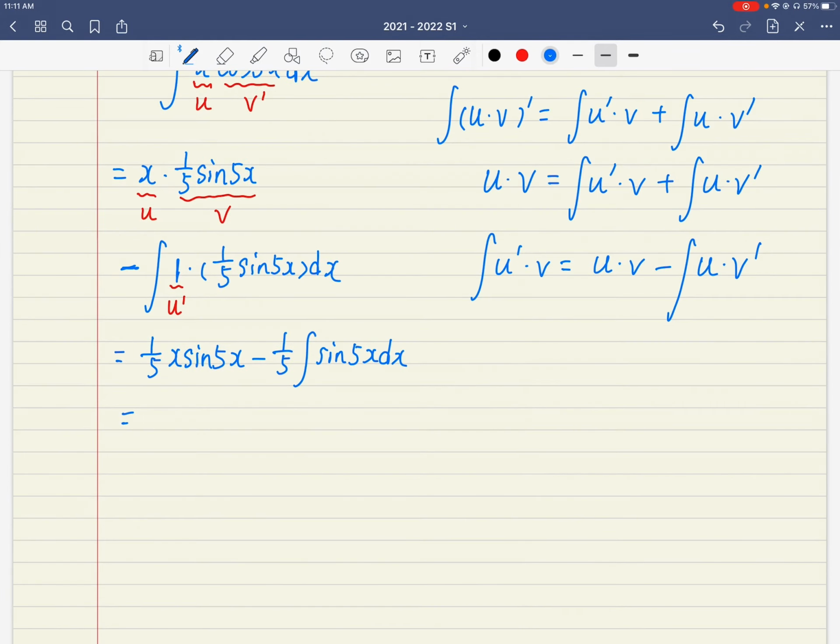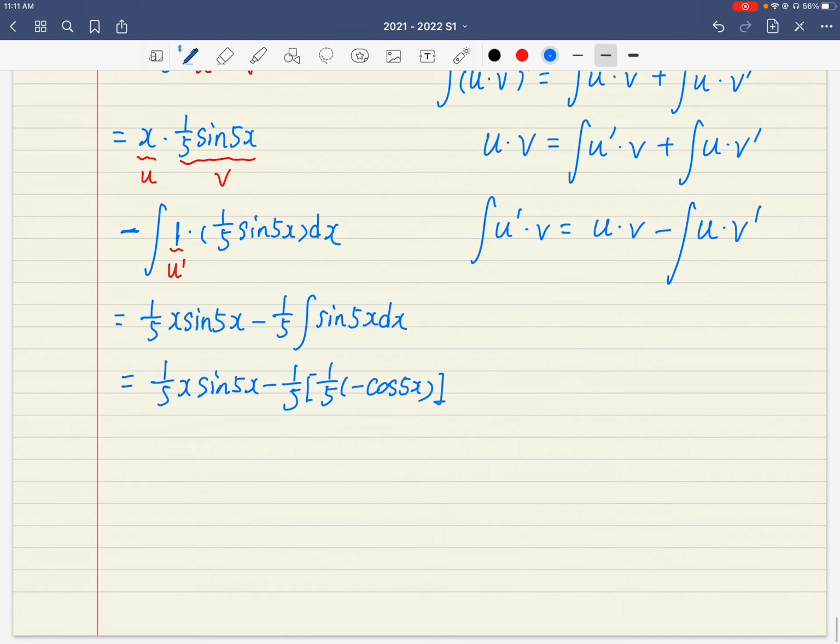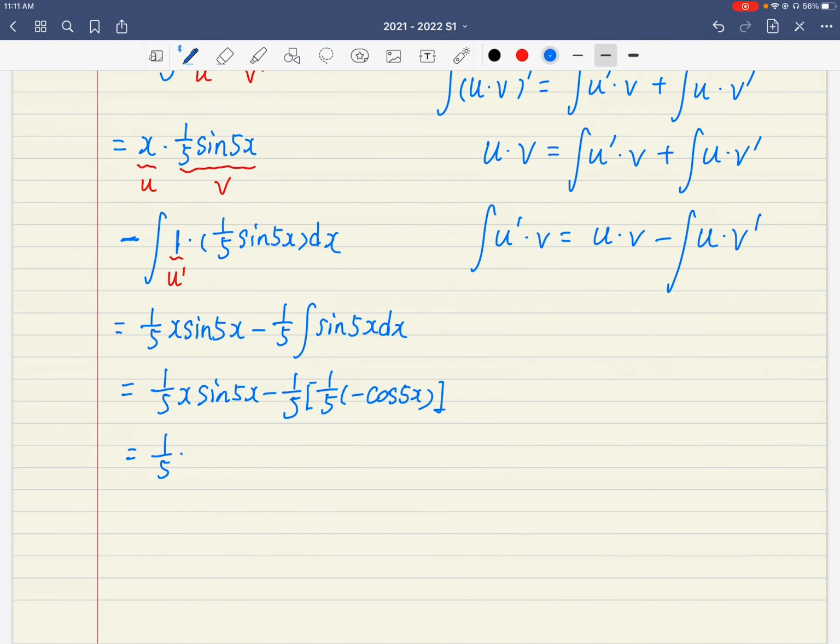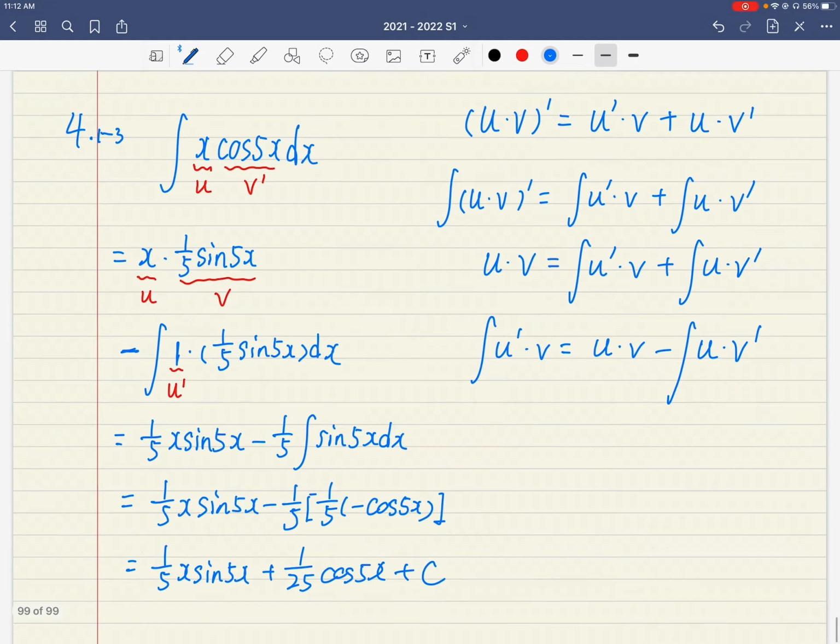So just 1 over 5 x sine 5x minus 1 over 5. The integral of sine 5x should be negative cosine 5x over 5. So it should be negative 1 over 5 times negative cosine 5x. So the result is this. Don't forget about plus C, because it's an indefinite integral.